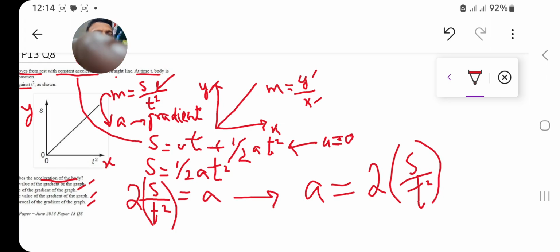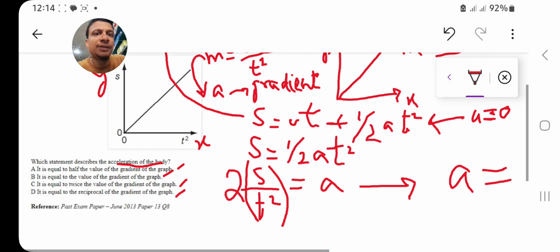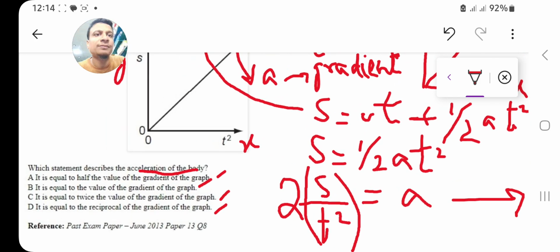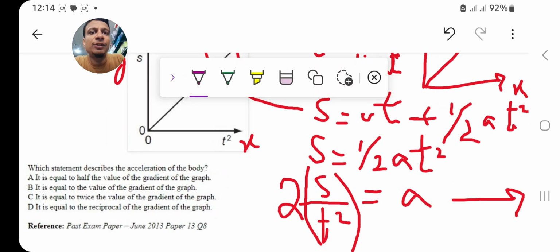So just check the options. Acceleration is equal to twice the gradient, which is option C. So part C will be the correct answer: acceleration is equal to twice the gradient of this graph.